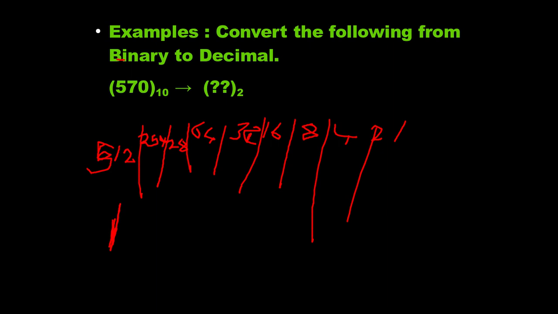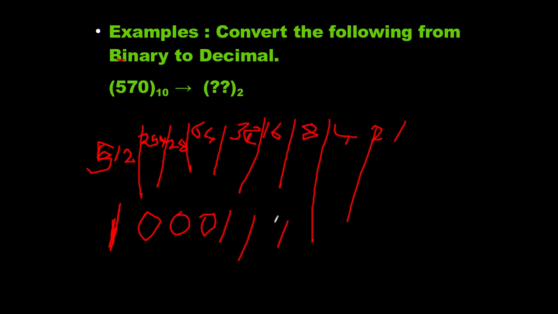Is it covered in 256? No, 0. Is it covered in 128? No, 0. Is it covered in 64? No, 0. Do I have a 32 in 58? Yes, I have a 32. So now 58 minus 32 equals 26. Do I have a 16 in 26? Yeah. I'm left with 10.